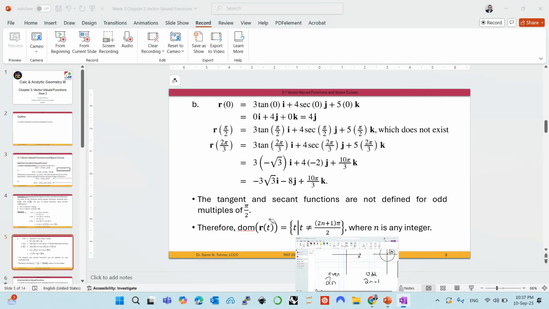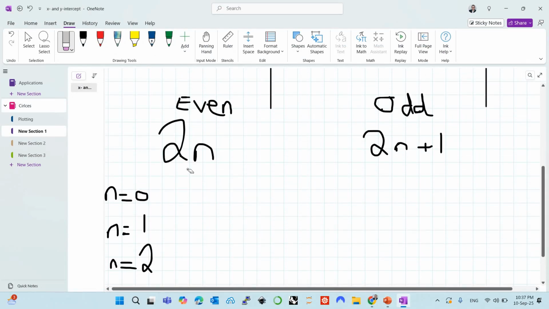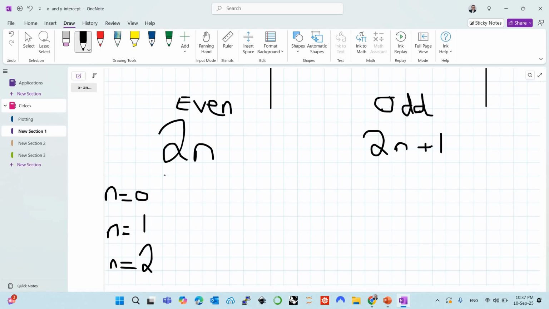Let us explain this. Whenever you want to express an even multiple, you write it as 2n times pi over 2. Why 2n? Because 2n converts your numbers to an even number. Let's consider n equal to 0. For n equal to 0, 2 times 0 is 0. For odd multiples, we're going to use 2n plus 1 times pi over 2. We say this is an odd multiple of pi over 2. This is an even number, even multiple of pi over 2.